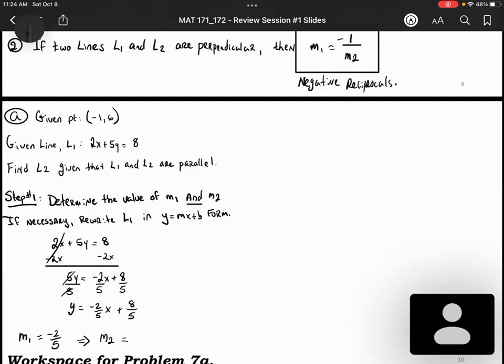It's also going to be negative 2 over 5 because the two lines have the same slope, right? It was given that line 1 and line 2 are parallel. Are there any questions about step number 1? I see a hand up in the chat. I think that was Christopher.